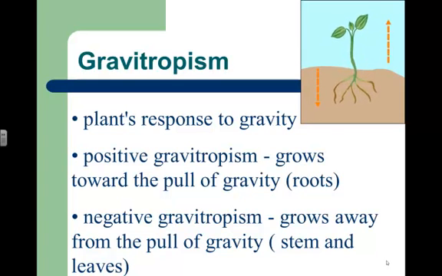Then when we look at gravitropism, it's just the opposite. Growing towards the center of the earth is not the stem and the leaves. They're growing away from the center of the earth. So that would be negative gravitropism. And then the roots are growing toward the center of the earth. So that's positive geotropism or gravitropism. It used to be called geotropism.